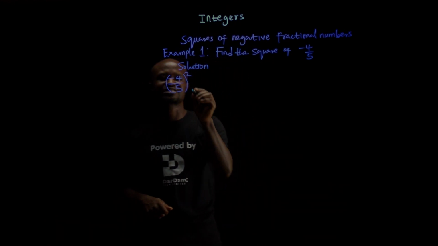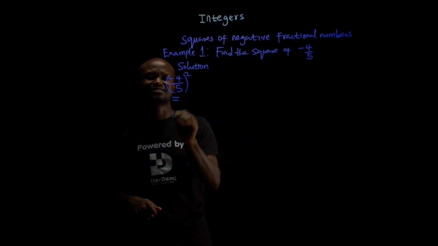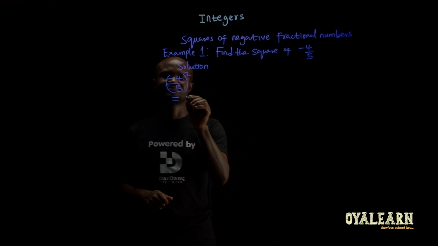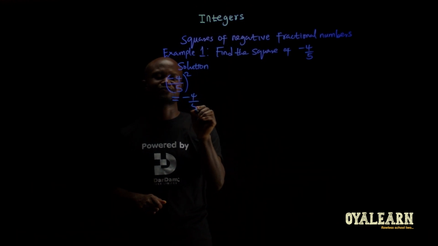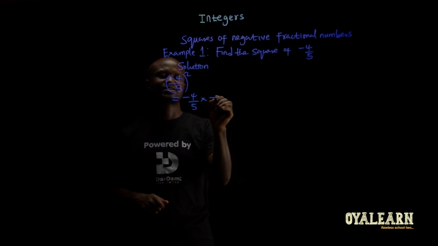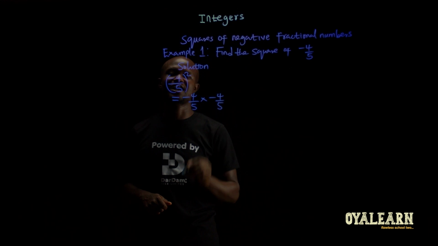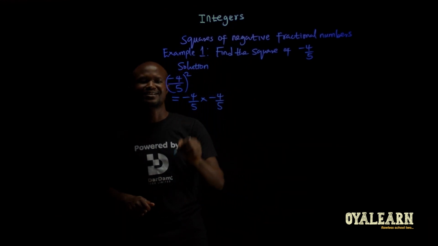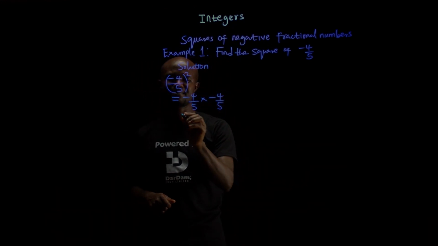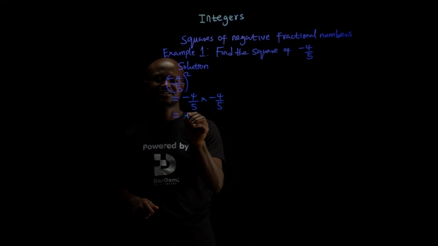So, in this case, we can write this in two places. Minus 4 over 5 times minus 4 over 5. Now, minus times minus, what is that? Plus. Take note.